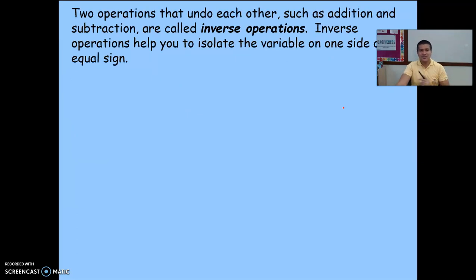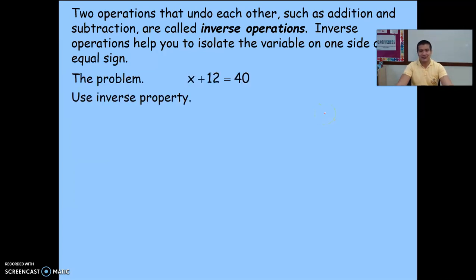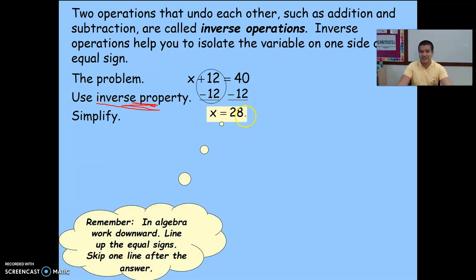Next. Two operations that undo each other, such as addition and subtraction, are called inverse operations. Inverse operations will help you to isolate the variable on one side of the equal sign. So x plus 12 equals 40. Use the inverse operation. You will have to add negative 12. So it will be the inverse property. Therefore, you're going to add negative 12, and the solution will simplify as x equals 28.